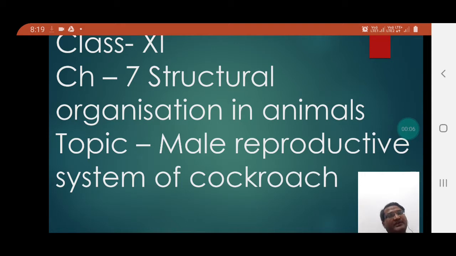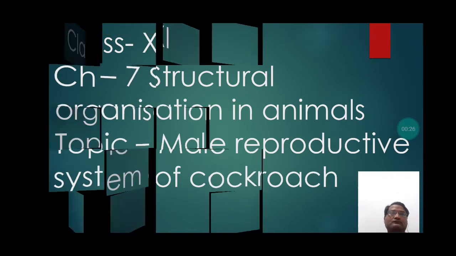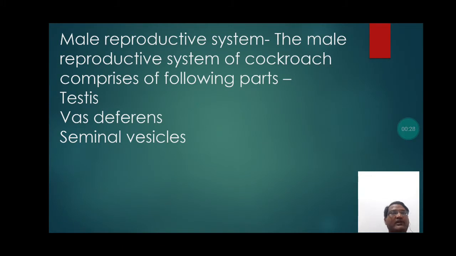Today we are going to study the topic male reproductive system of cockroach from chapter 7, structural organization in animals. Male reproductive system. The male reproductive system of cockroach comprises the following parts: testis, vas deferens, seminal vesicles.